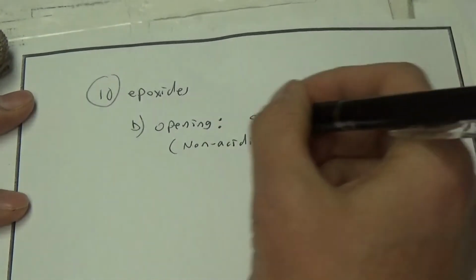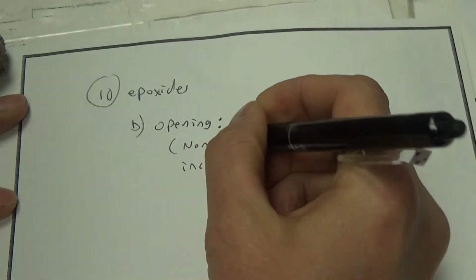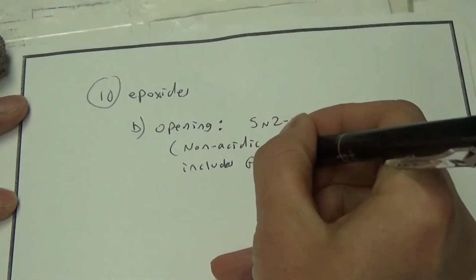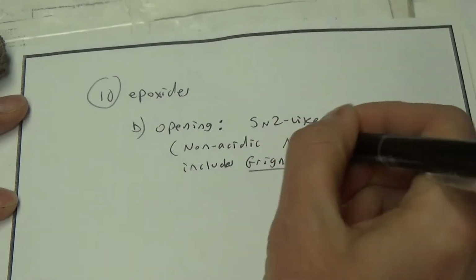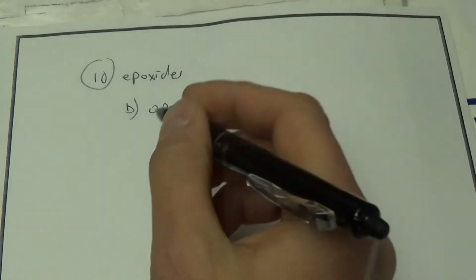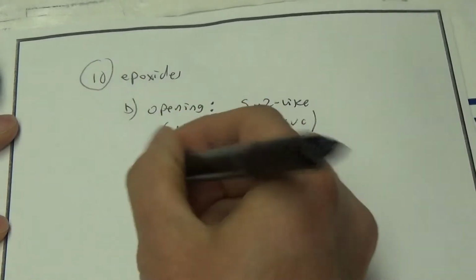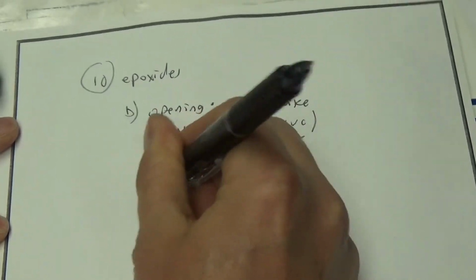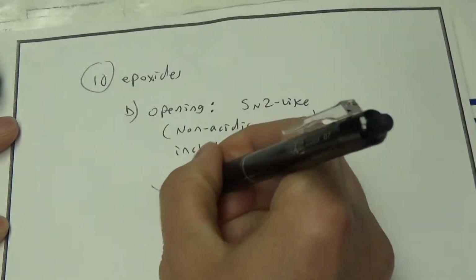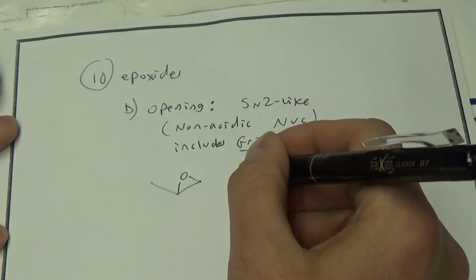This includes Grignards. So Grignards are non-acidic, right? They're extremely basic. All right, so I'm going to just show some examples. Alright, so here we go.